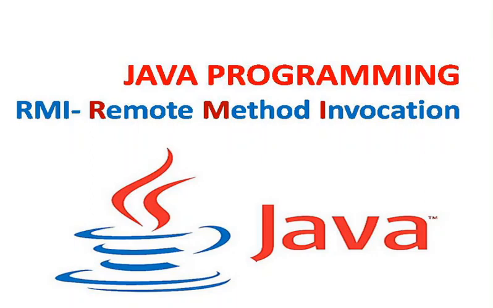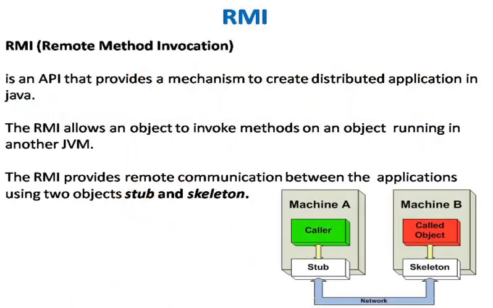In this tutorial, you are going to learn about Java programming RMI, that is remote method invocation. RMI is an API. It is used to distribute the application in Java.